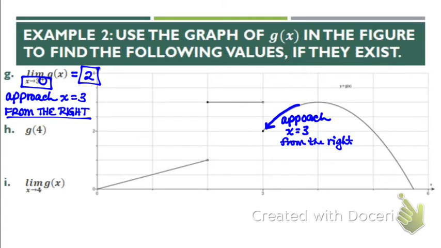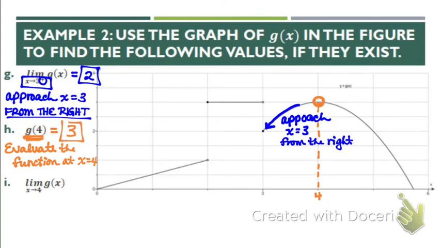Two more on this picture. G of 4. What does G of 4 mean? Evaluate the function at x equals 4. So I'm going to come over here. Here's 4 on my x-axis. I'm going to follow that up. And one of the things that I notice is that right here my function is actually continuous. What is the y value that we've approached? 3. Remember, my limit is my y value.